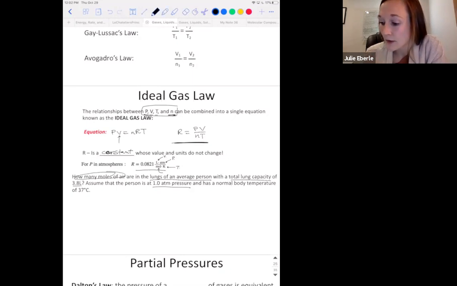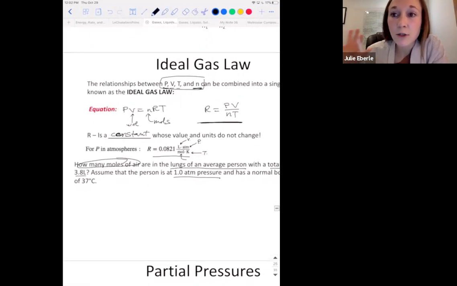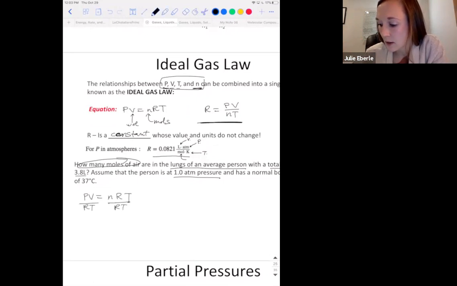It says how many moles? And remember, moles are represented with N. This is a volume. N is the number of moles. Okay. So to solve for N, just like we used to do with the specific heat problem, we want N on one side of the equal sign by itself. So if I take PV equals nRT, I'm going to rearrange my equation and solve for N. To do that, I'm going to divide both sides by RT. Now R cancels out and T cancels out. And I have PV over RT equals N.